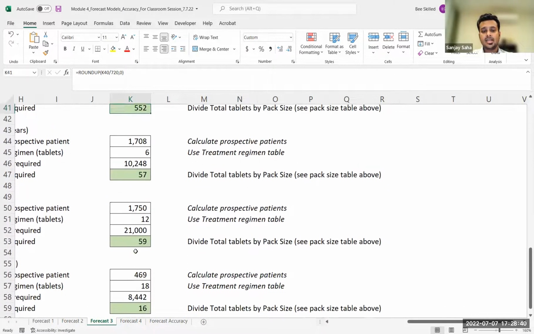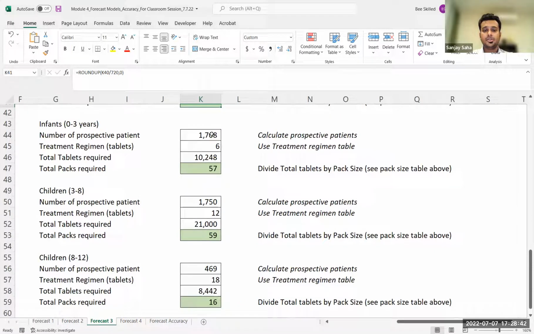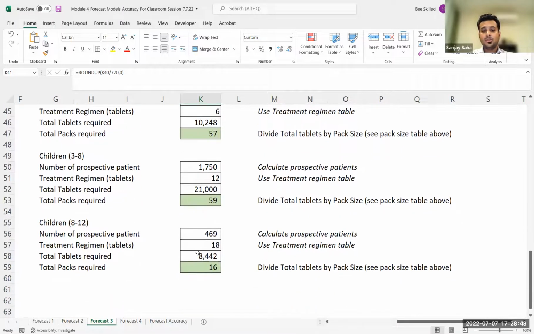Similarly, we do it for the other age categories. For 0 to 3, we multiply by 6, 3 to 8 multiply by 12, and 8 to 12 multiply by 18, and then divide by the number of tablets in a pack. So without any consumption data, without any services data, we calculated the amount of products needed to treat malaria.